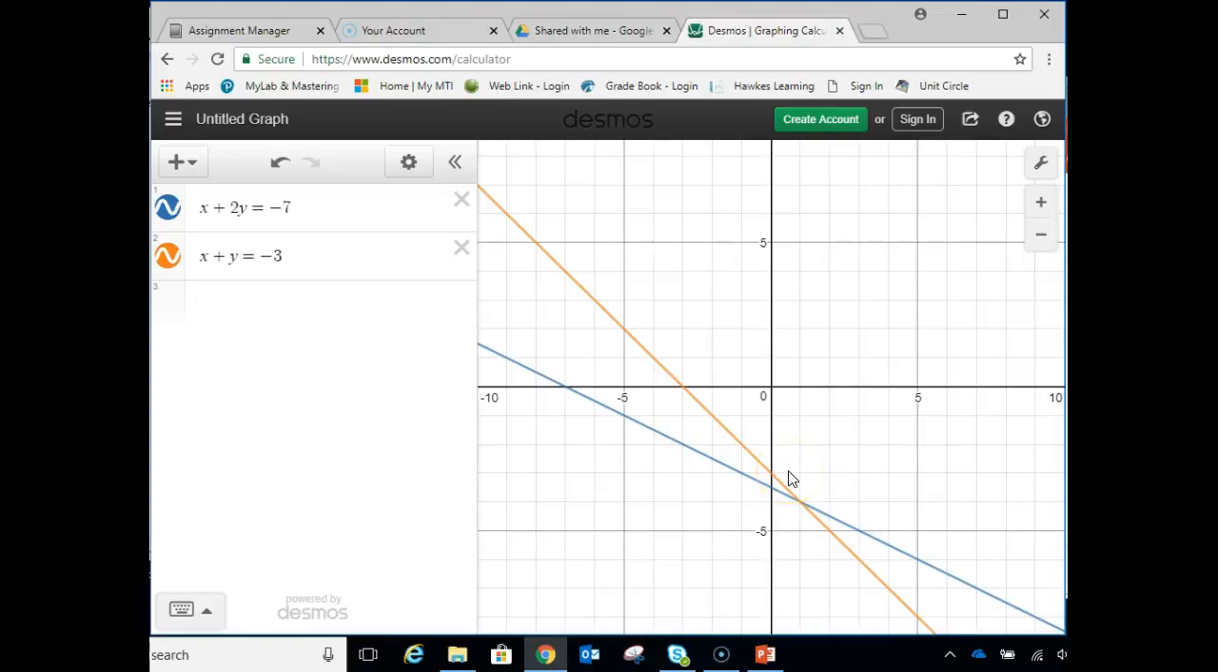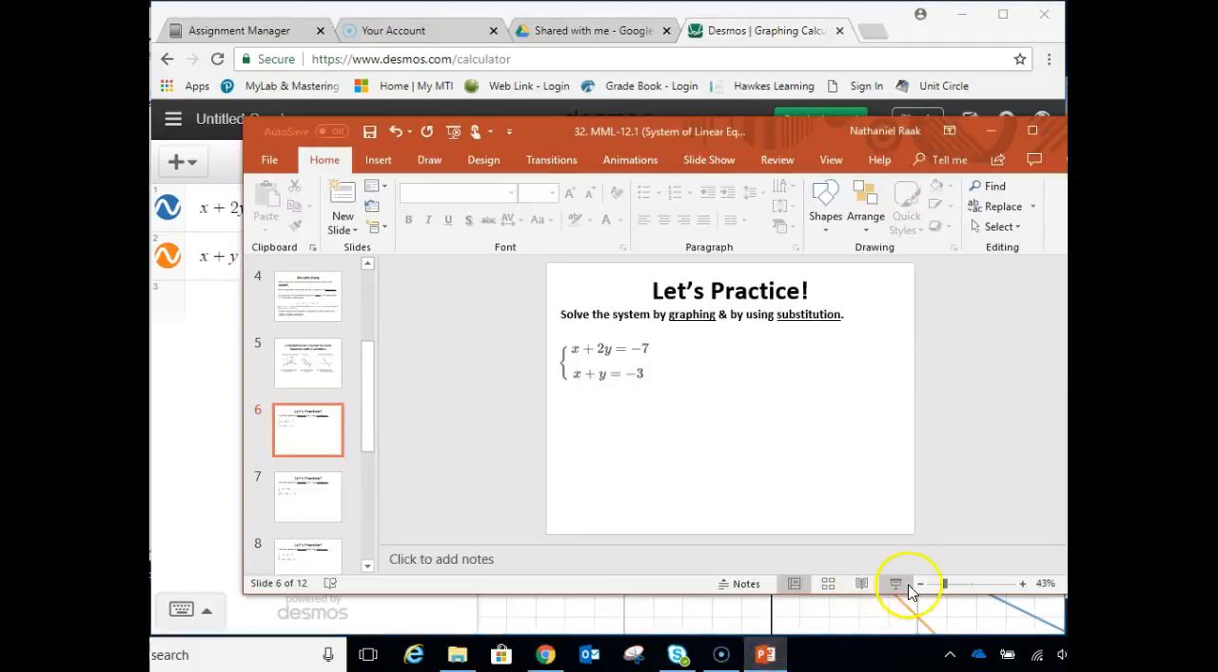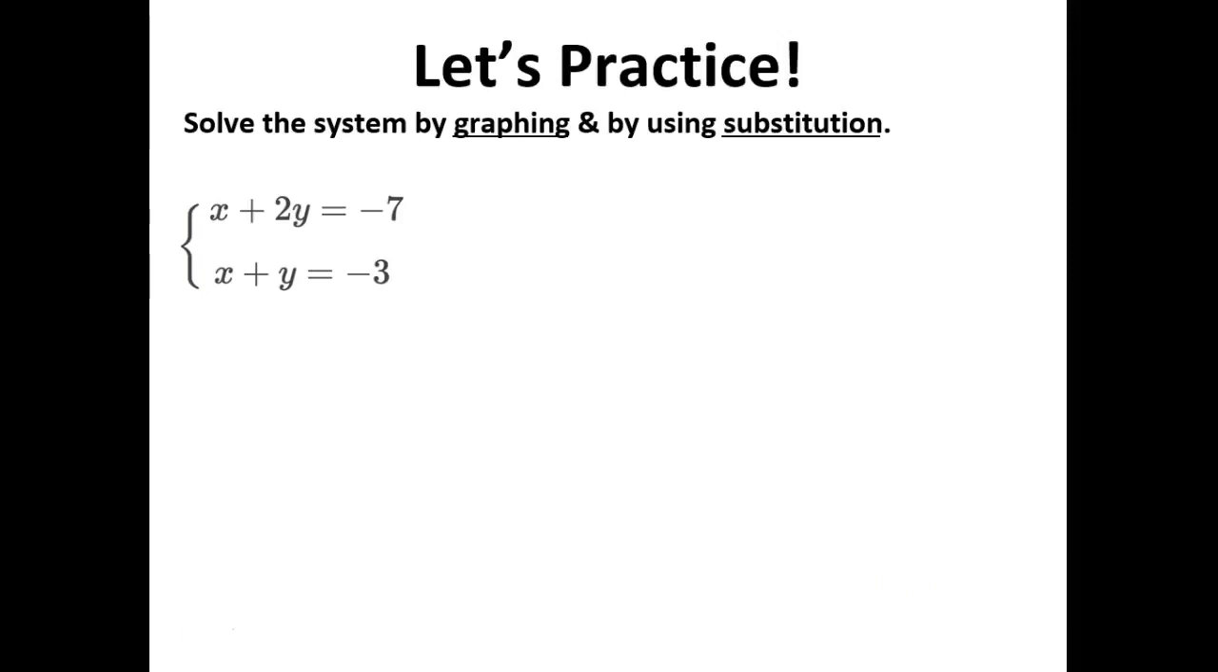Graphically, looking at the graph of these 2 lines, we do have a consistent set of equations, and the solution is going to be at 1, -4. So again, from graphing it, our solution came out to be 1, -4. There's where our solution was.